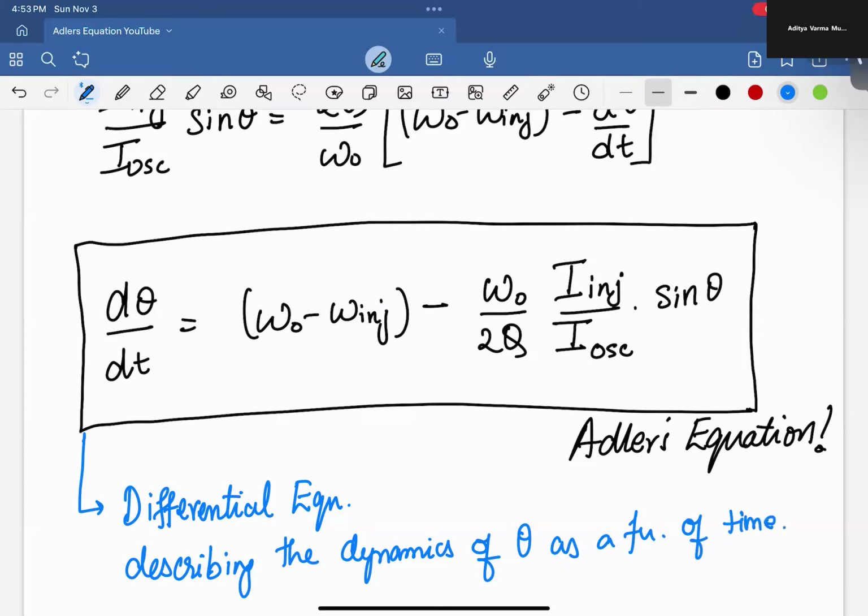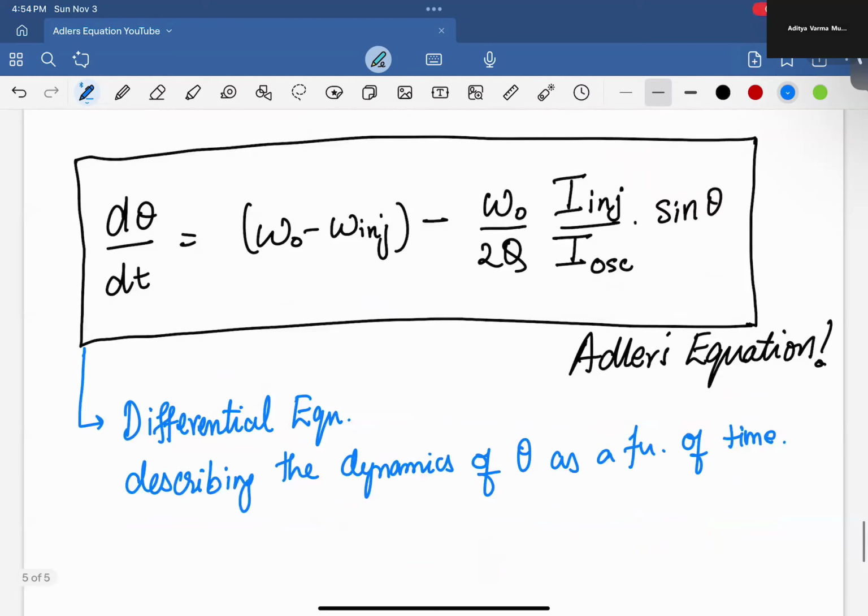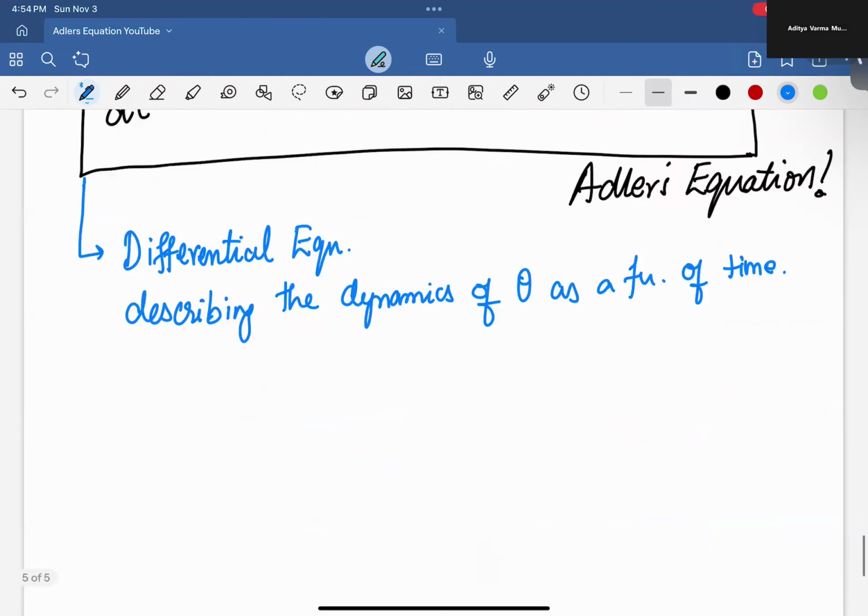Keep in mind that we haven't really assumed here that anything is locked, right? So we just said that you are injecting a signal at omega injection, that causes some perturbation to the oscillation frequency, which now is given by omega, which is the instantaneous frequency of the oscillator under injection. And that was really the only assumption. And we said that, okay, the injection signal is small and so on. And this is the final dynamics, right? So this is describing both injection locking and injection pulling. It's a general equation that describes both those phenomena.